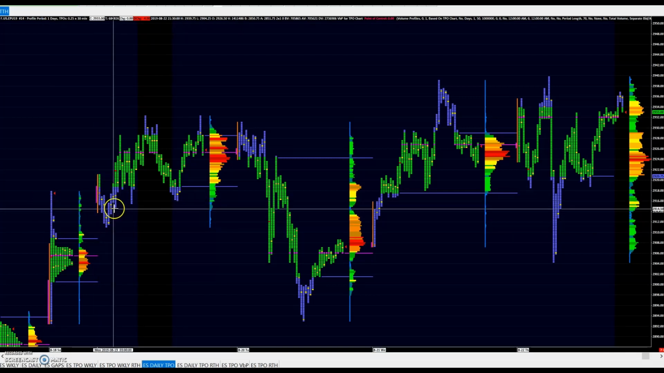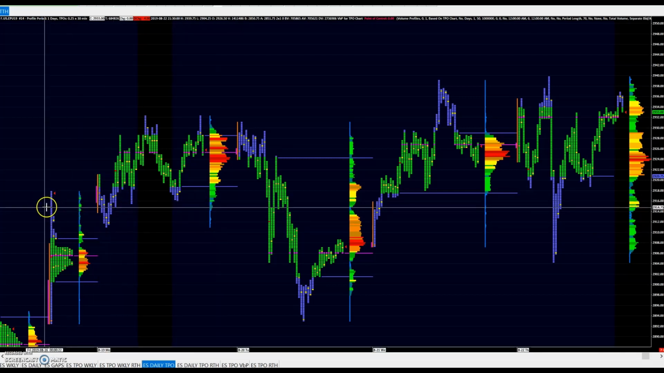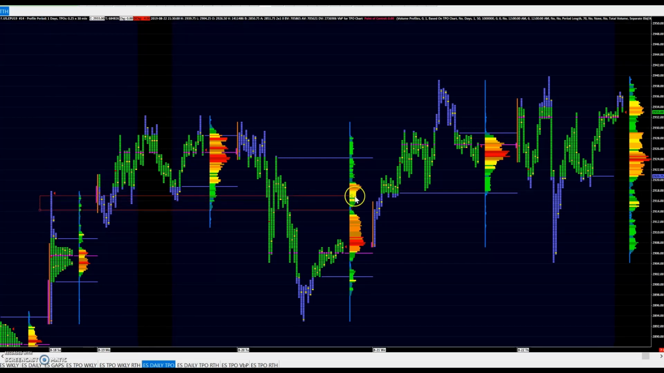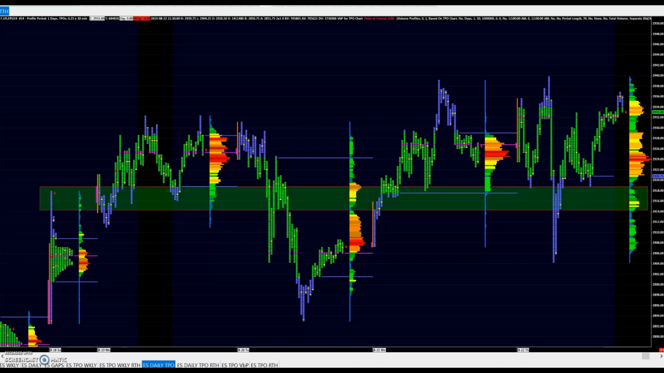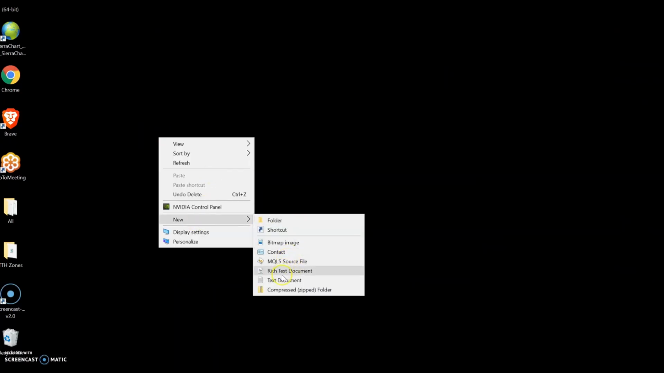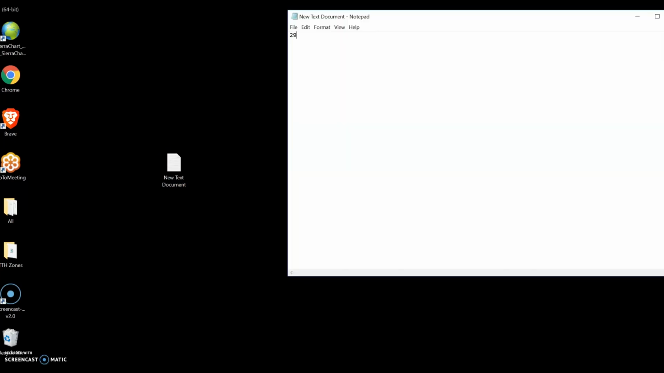You want to start from 14.5, a bit below, and we're going to draw it to the Thursday inflection point, which is about 18.5. So now we have our first zone. It's 14.25 through 18.75. So now I go into my notepad, and I type in 2914.25, 2918.75, support, normal.